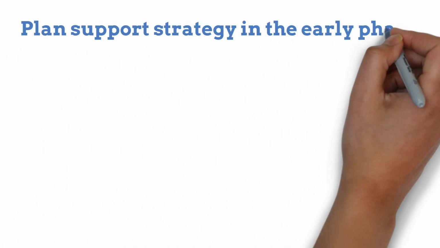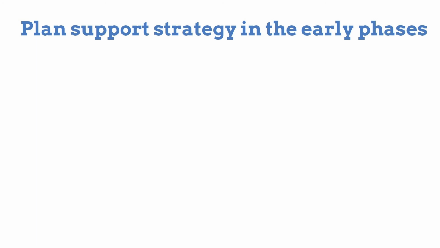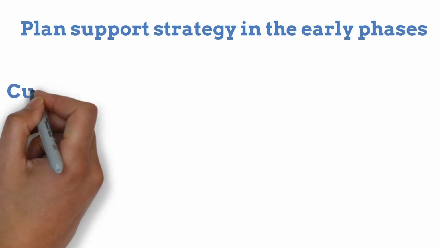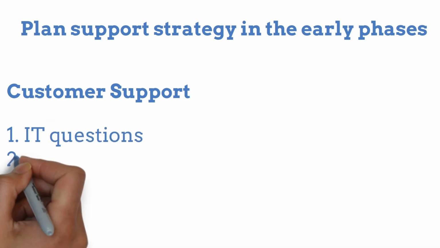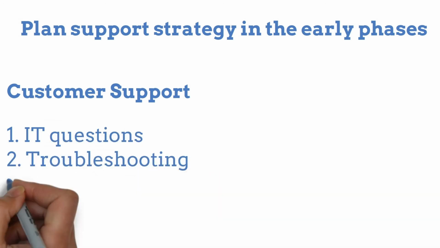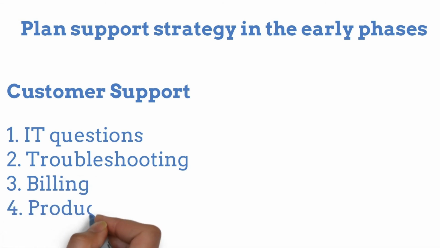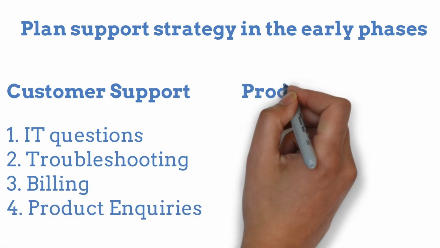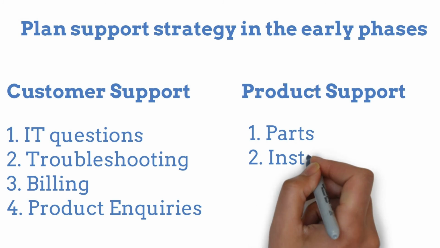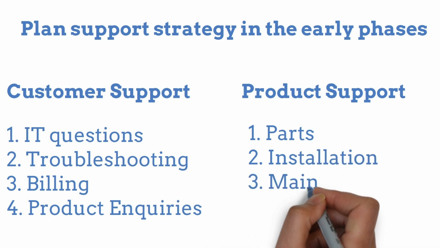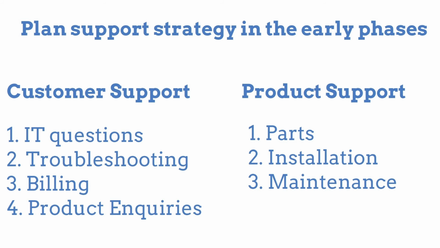So, the company needs to plan the support strategy for the given product in the early phases of product development. There are two types of support for any product that an organization can plan. First, customer support. Basically, customer support covers IT questions, troubleshooting, purchase-related questions such as billings, or product inquiries. The second one is product support. Product support is basically establishing the network to provide easy availability of parts, support to install additional parts or accessories to make the most out of the product, and maintenance such as health checkups, etc.